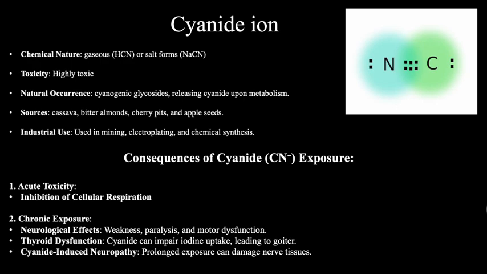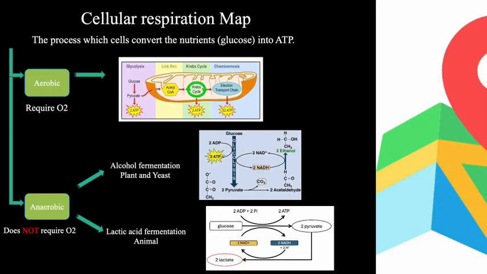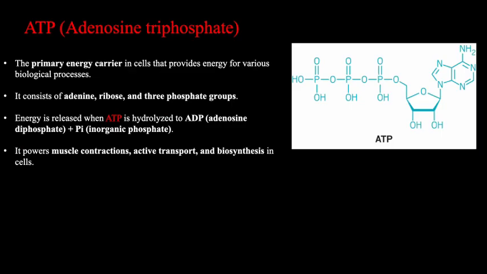Since we know what cyanide is, let me introduce you to what cellular respiration is. Cellular respiration is a process in which cells convert nutrients, or glucose in this case, to ATP. Before we go further, let me explain what ATP is. ATP, or adenosine triphosphate, is a primary energy carrier in cells, which provides energy for various biological processes.